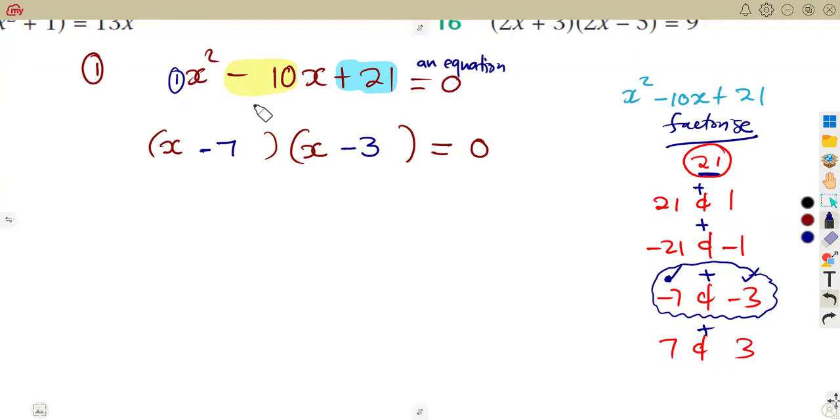So at this stage, you can also start with the bracket of x minus 3. It's not even a problem. You could have written this as x minus 3, x minus 7 is equal to 0.